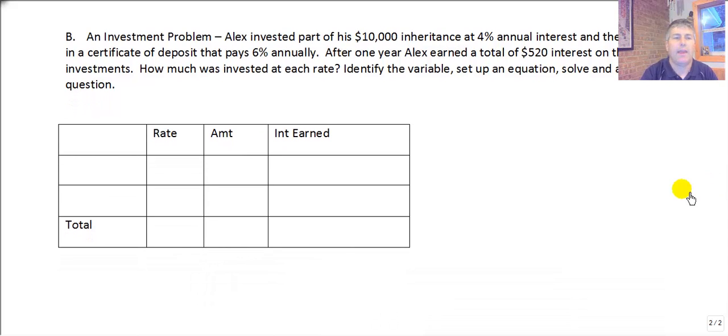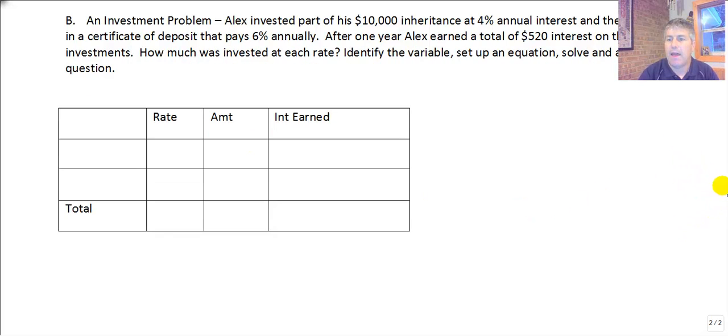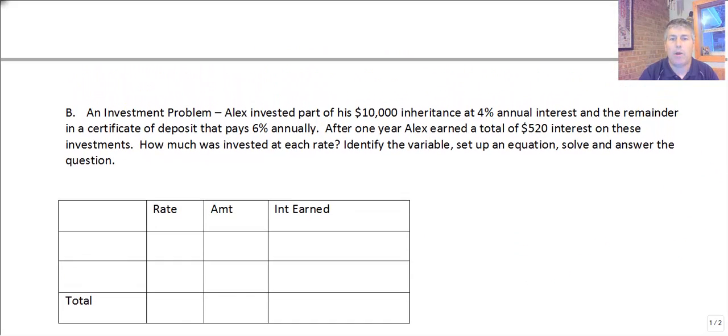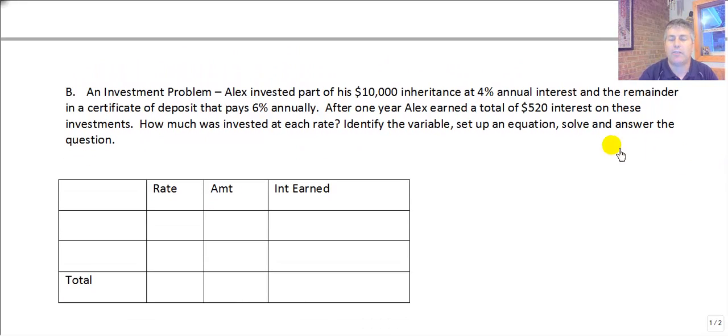Second problem is an investment problem. In this question, we have Alex invested part of his $10,000 inheritance at 4% annual interest and the remainder in a CD that pays 6% annually. After 1 year, Alex earned a total of $520 interest on these investments. How much was invested at each rate? Again, we're going to use our chart to identify a variable, set up an equation, and solve and answer the question.